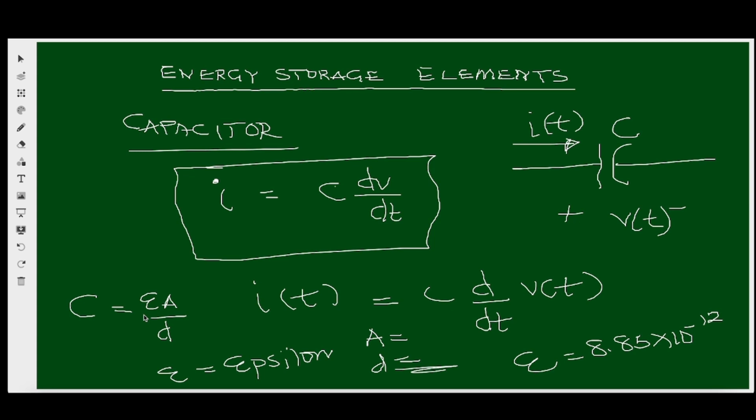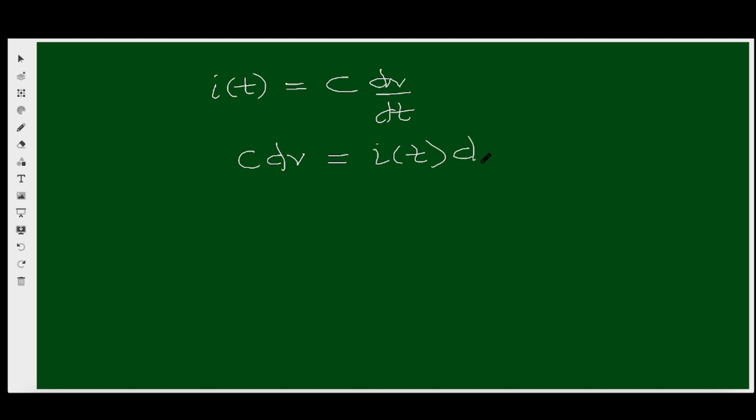So let's get a more expressive relationship between the voltage and the current through a capacitor. We said that i(t) equals C dv/dt, which means that I can cross multiply to have C dv equals i(t) dt. If I divide both sides by C, I will have dv equals 1 over C i(t) dt.